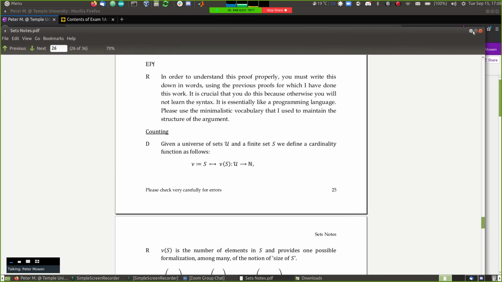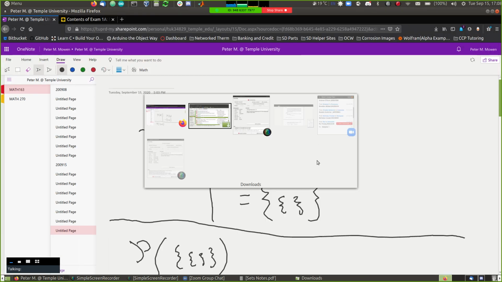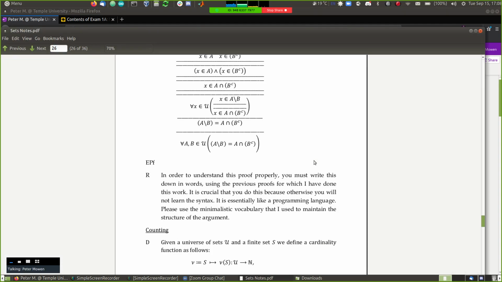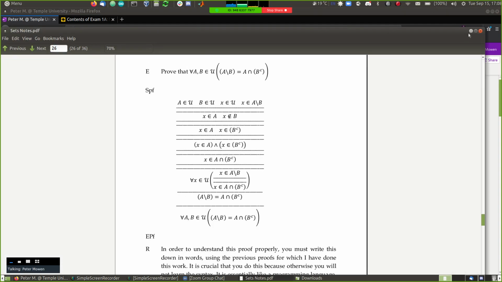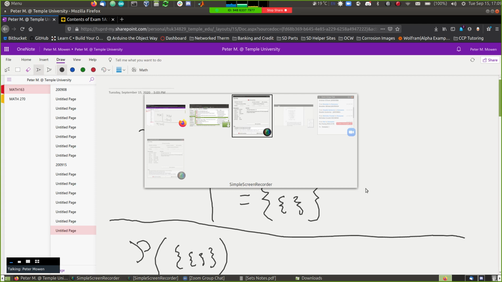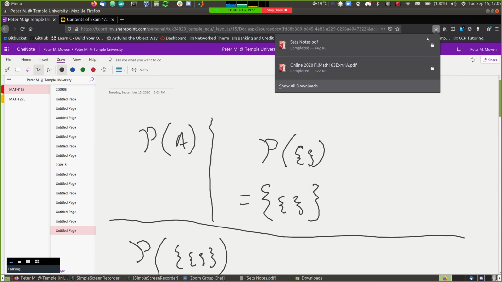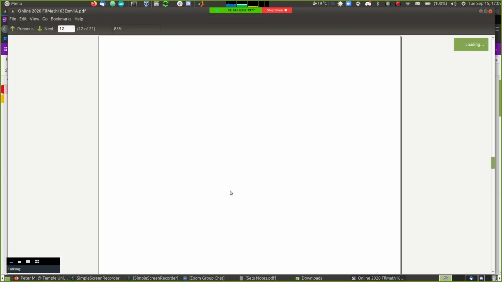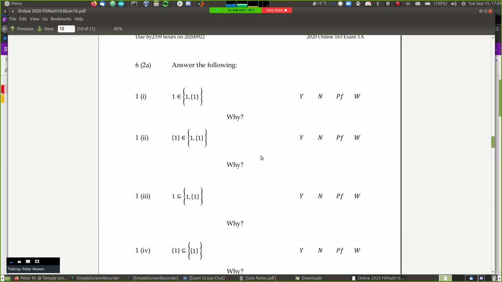So that's the sets notes. That's the sets notes. I just minimized that. Okay, I guess I closed the exam. So question 2A tests that.